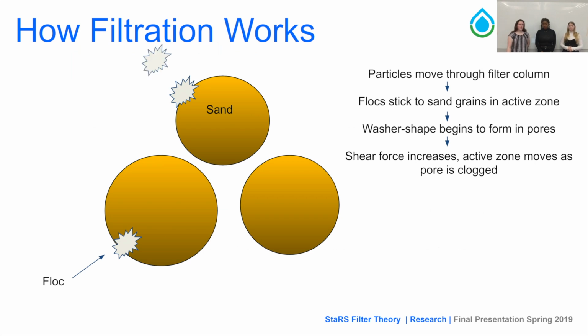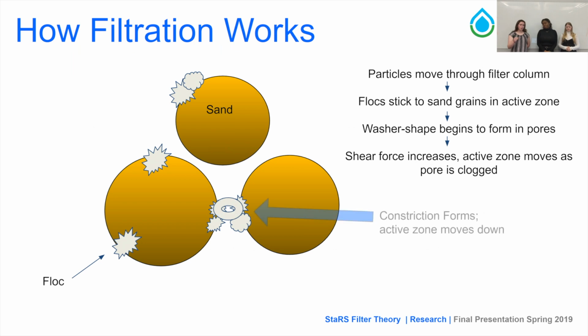So filtration within a stacked rapid sand filter happens as the particles move down between the sand grains and the active zone. They start to stick in these pores and form little constrictions. This constriction is in the shape of a washer, and the shear force in this washer shape gets really great. It's so great that flocs can't stick anymore within that pore. So that's when the active zone moves down, and it continues to move down throughout the filter, and eventually failure is reached.